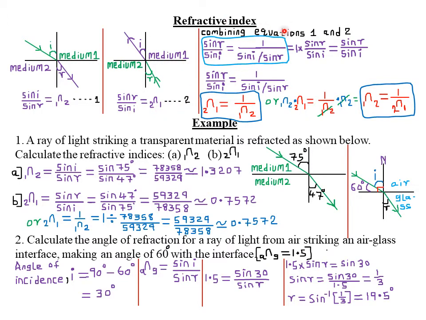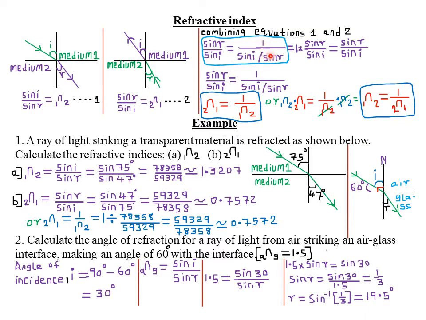Now, if we combine equations 1 and 2, from equation 2 we have that sine r over sine i should be equal to the refractive index of a ray moving from medium 2 towards medium 1. Now, sine r over sine i is just the same as saying the reciprocal of sine i divided by sine r. That is, sine r over sine i is equal to the reciprocal of sine i over sine r, because if you find the reciprocal, it means we are dividing.